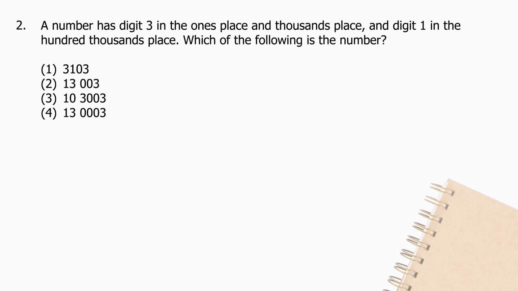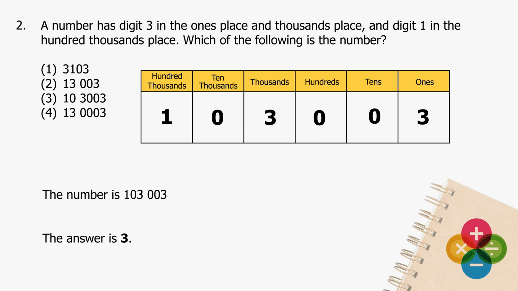Question 2. A number has digit 3 in the ones place, and thousands place, and digit 1 in the hundred thousands place. Which of the following is the number? The number is 103,003. The answer is 3.